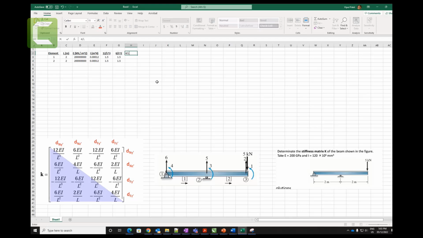This one is 4 on L. 4 divided by L. So then you will have 4 divided by L. You get 2. And you can just scroll it down. 4 on L. And then you will need to do 2 on L, the last one. Control C, Control V. 2 on L. You will get 2 divided by length. You get this one. I hope you understand that.